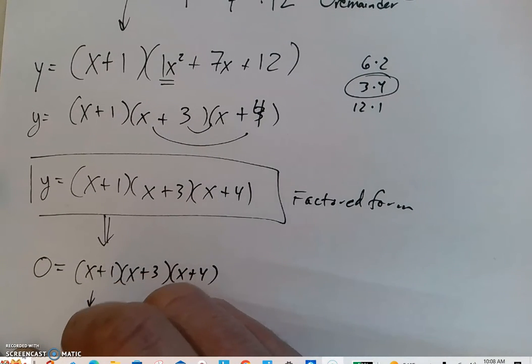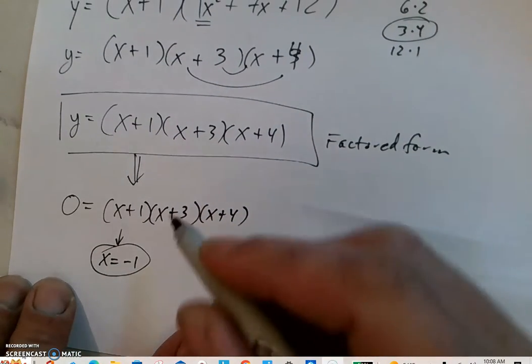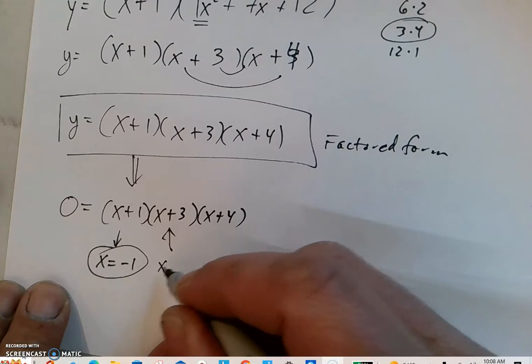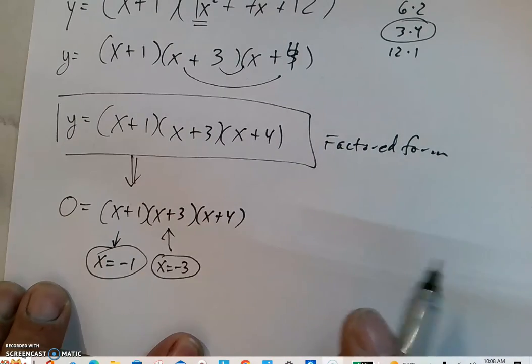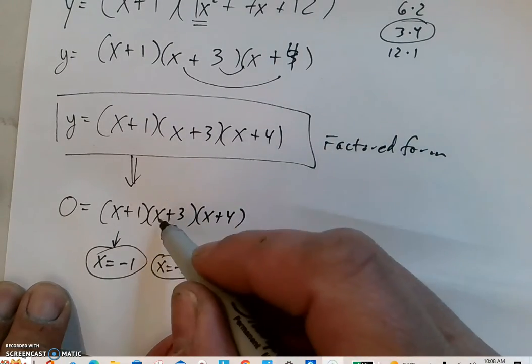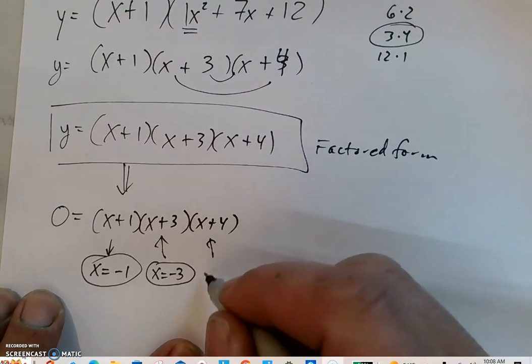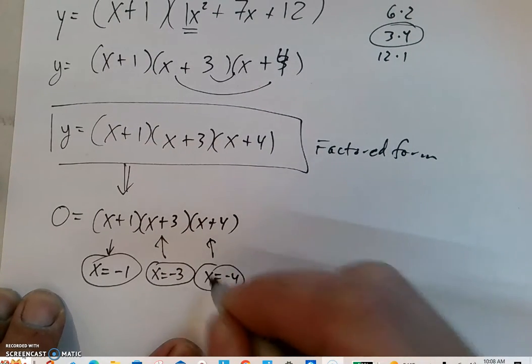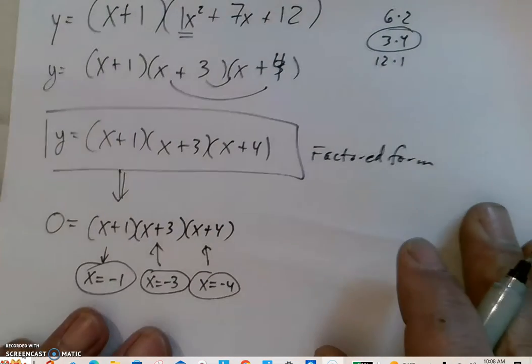So it's not a plus 1. It's when x equals -1. That's a 0. Not plus 3, but when x equals -3, that makes the whole equation 0. Because -3 plus 3 would be 0, and 0 times anything is 0. So we have 3 zeros now.